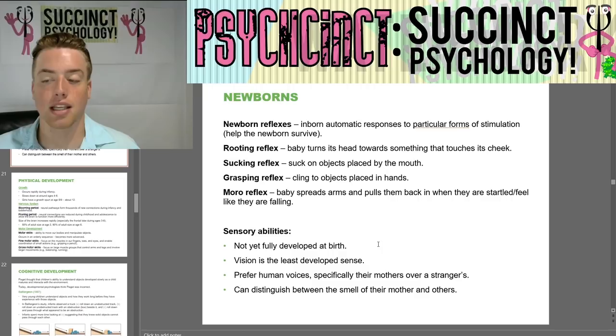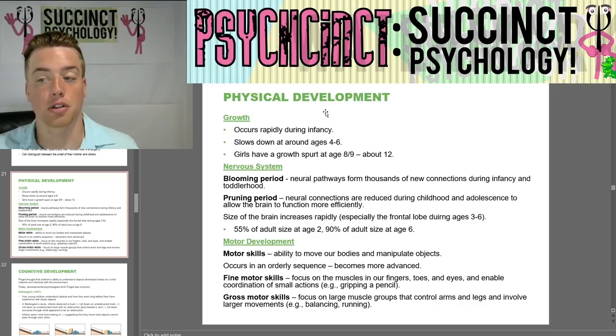Sensory abilities are not yet fully developed at birth. Vision is the least developed sense, so they can't see too well. They prefer human voices, specifically their mothers', over strangers, and can distinguish between the smell of their mother and others. Now, physical development and growth occurs rapidly during infancy, but it slows down at around ages 4 to 6. Girls have a growth spurt at age 8 to 9 to about 12.